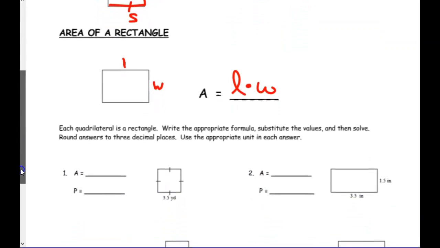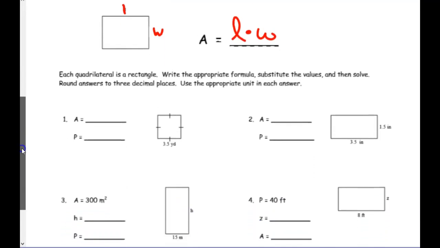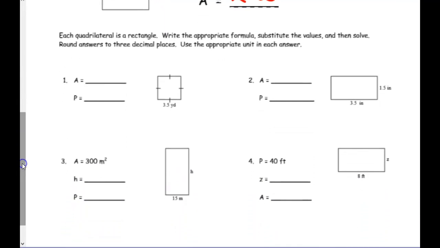So down here, each quadrilateral is a rectangle. Write the appropriate formula, substitute the values, and then solve. Round the answers to the 3 decimal places. Use the appropriate unit in each answer. Now, real quick, down here we have to do area and perimeter. Let's remember, what is perimeter? What does perimeter mean? Okay, it's the distance around the edge of a figure, right? So we don't need a formula for that. We're just going to add up all 4 sides.